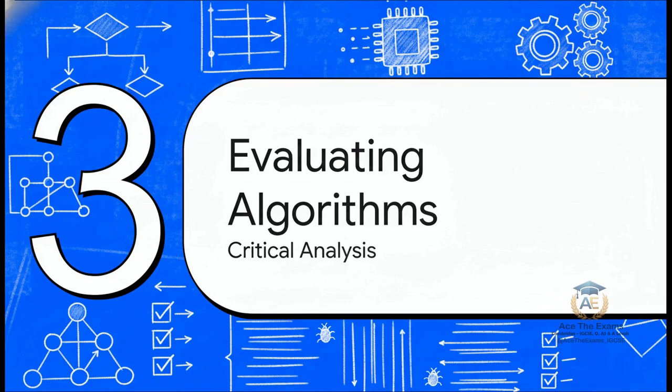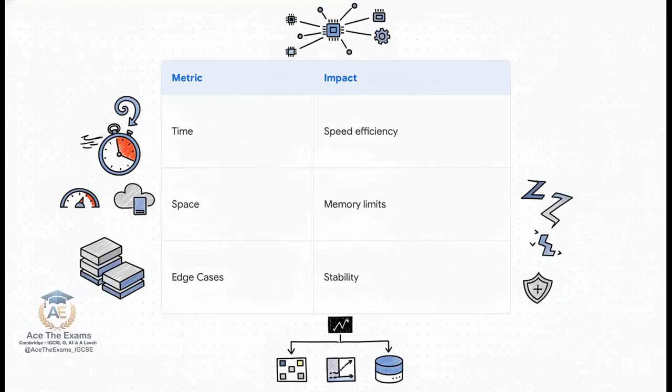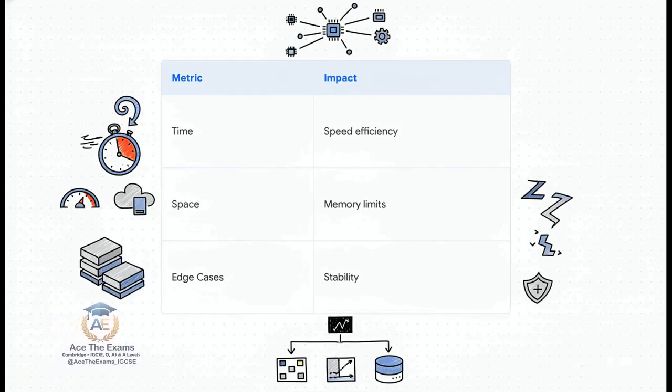Okay, let's get into the analysis. I want you to treat this like an interactive workshop. Imagine a 60-second timer on the screen right now. Scan this data. When evaluating algorithm quality, examiners expect you to identify these exact metrics. You can't just say an algorithm is good or bad. You have to look at time complexity and its real-world performance impact.